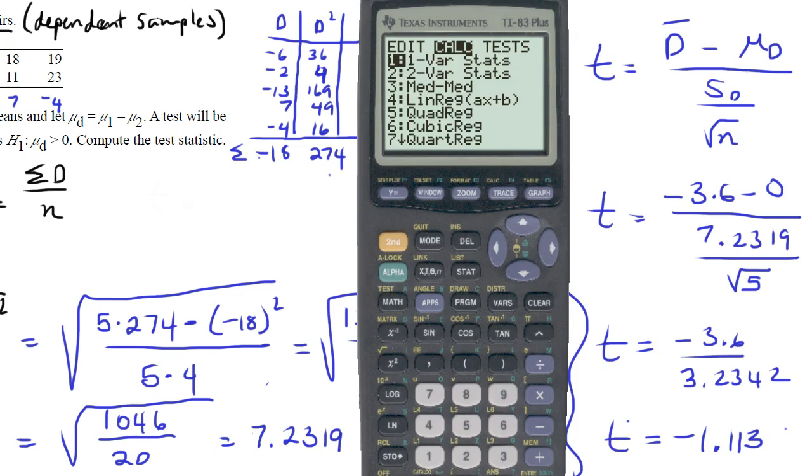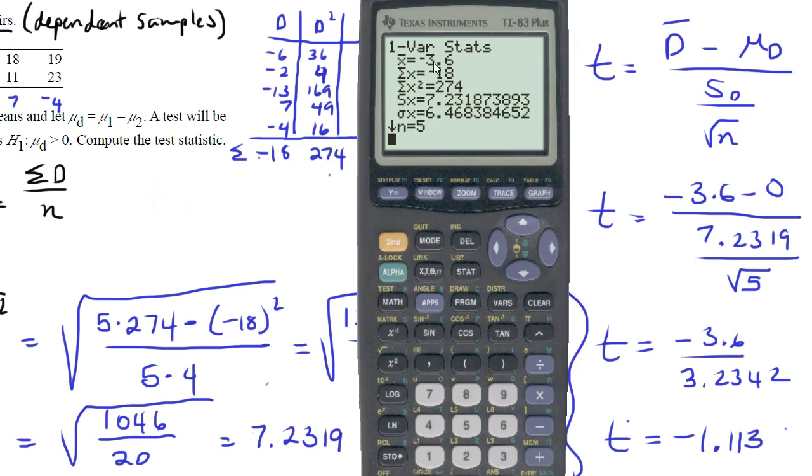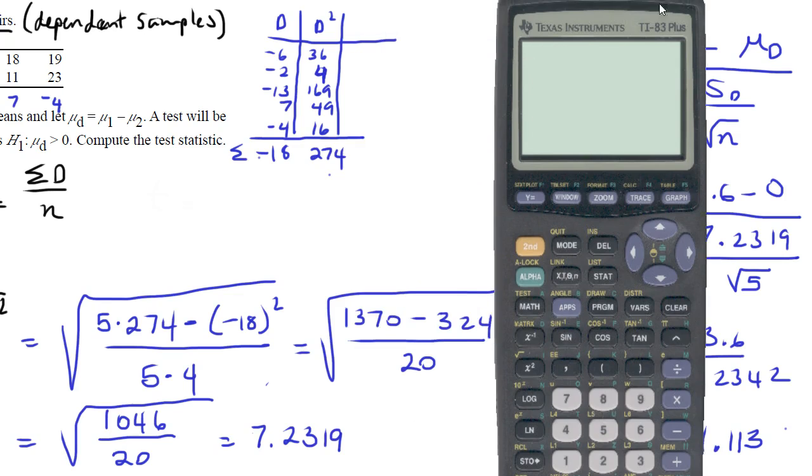Going to calculate one variable statistics, and we have the mean of the differences. Just imagine that's the d bar. The sample mean of the differences and the sample standard deviation of the differences, which are the two components that we need for that formula. In the next example, I'm going to use the calculator. I'm not going to do this calculation all over again for number 25. Okay?